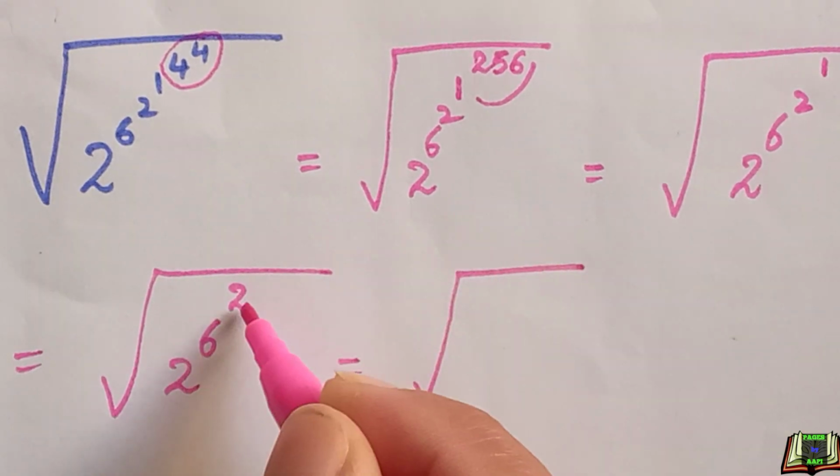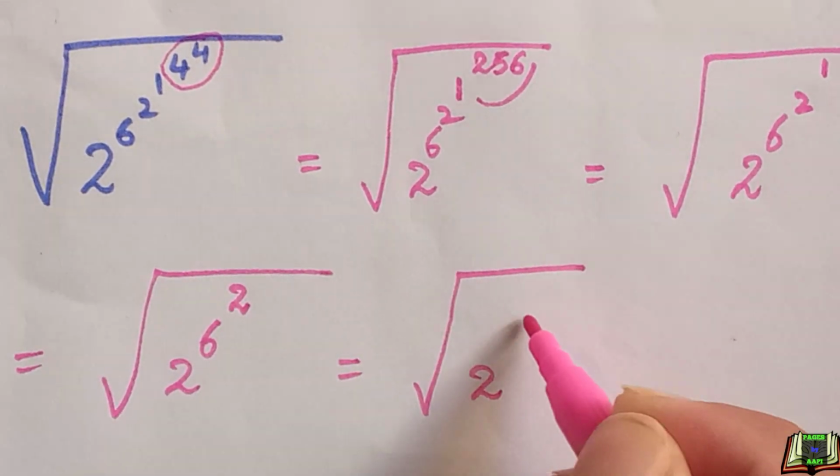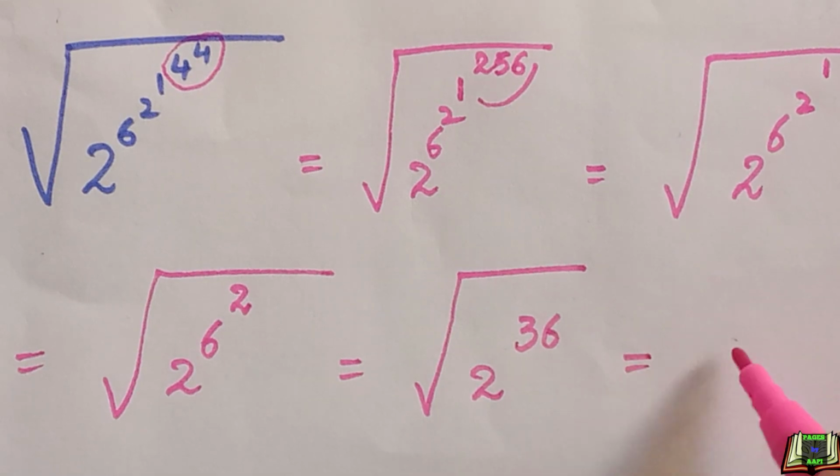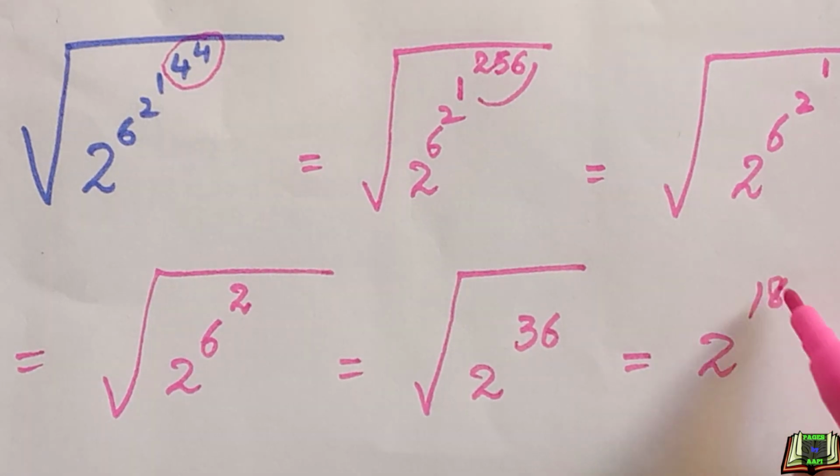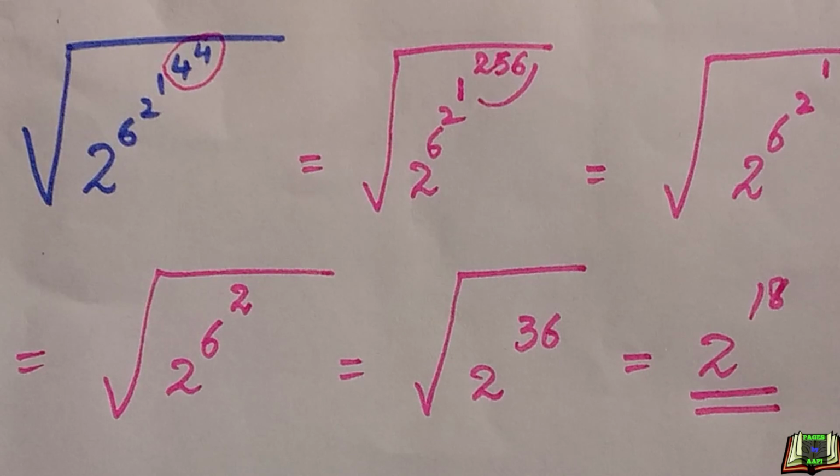Now 6 raised to power 2 is 36. 2 raised to power 36, which is equal to 2 raised to power 18. That is the final and required answer.